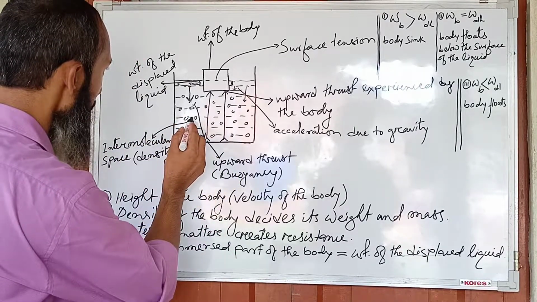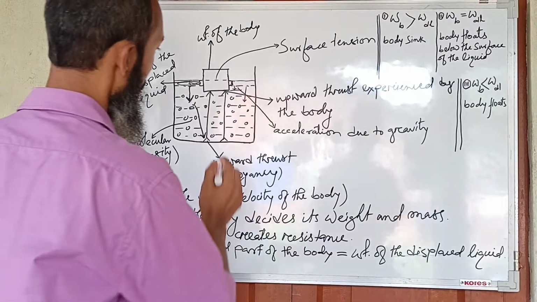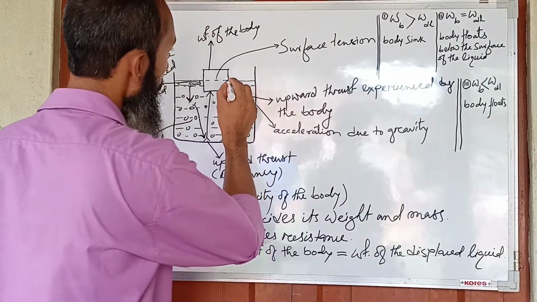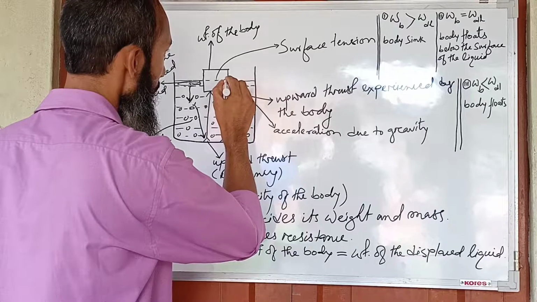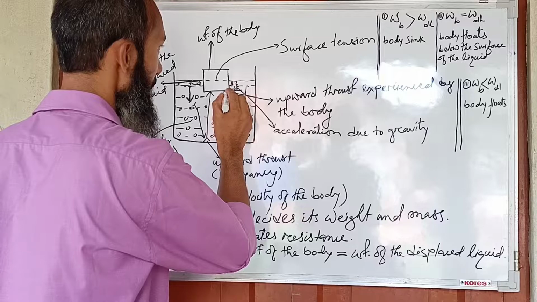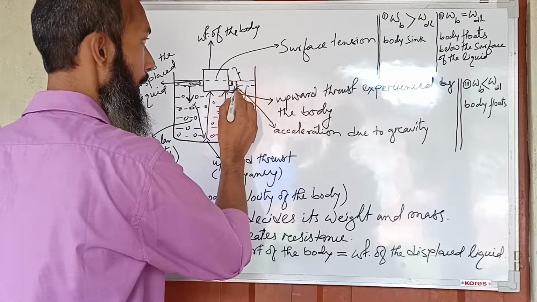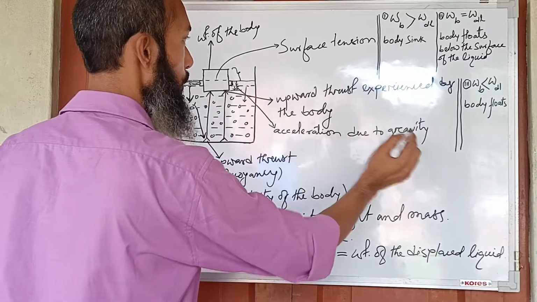Here, intermolecular spaces decide the density. And then, when the body is immersed, with how much speed it comes and settles at its level is explained in the principle of flotation. It is the acceleration due to gravity.